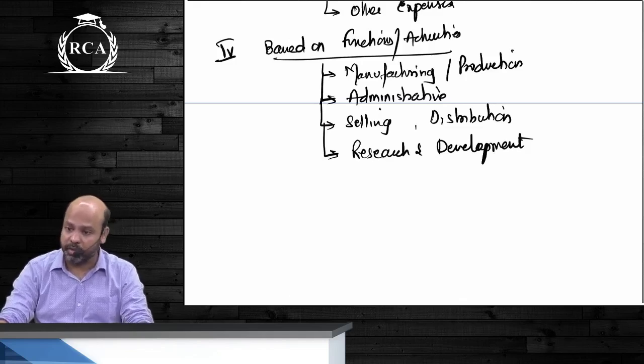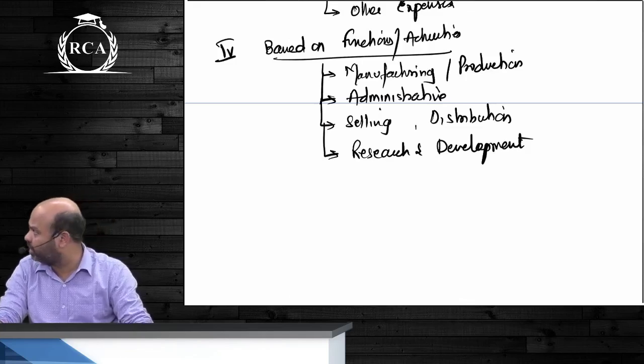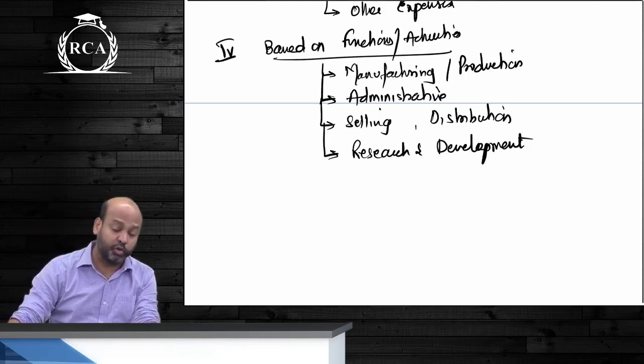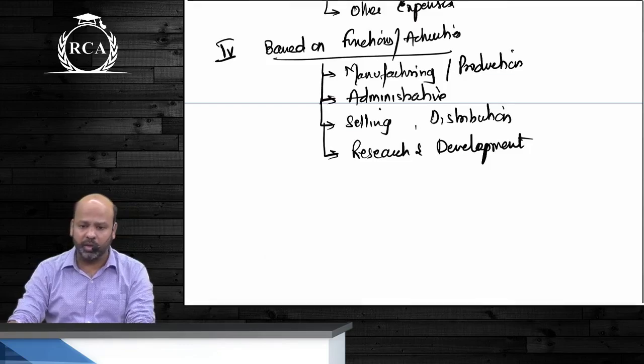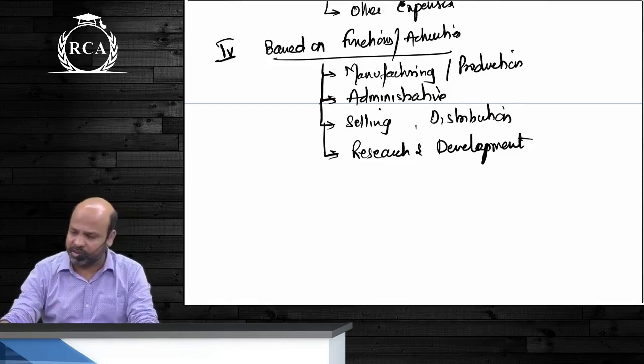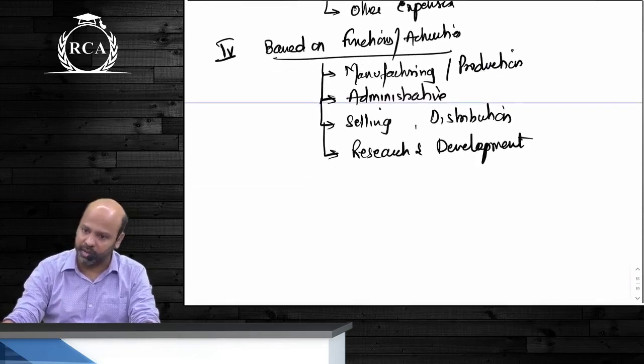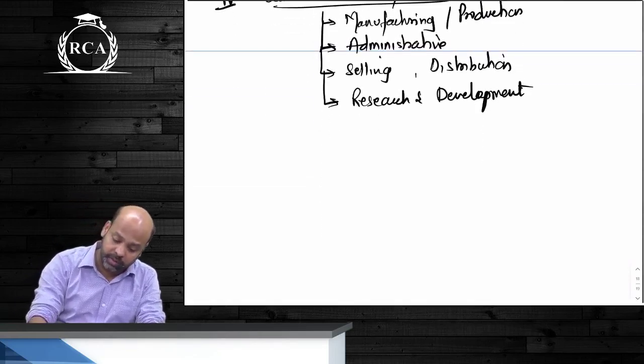Are we clear about that? That's the basic difference between selling and distribution cost. These functions or activities will become more relevant when we do cost sheet later. For now, it's not that important. The first 3 chapters, as I told you, will be more on elements of cost rather than functions or activities. Are we all clear about this?